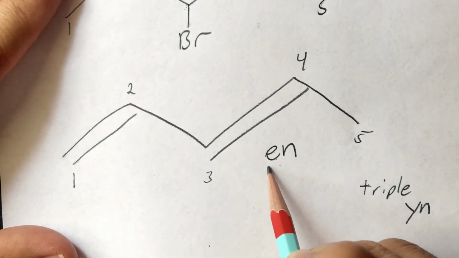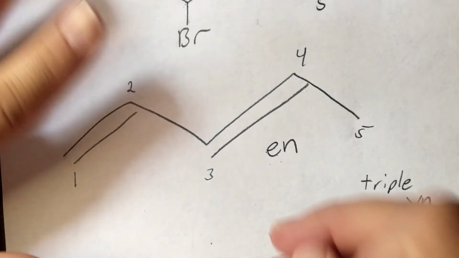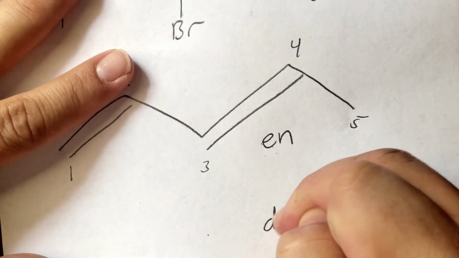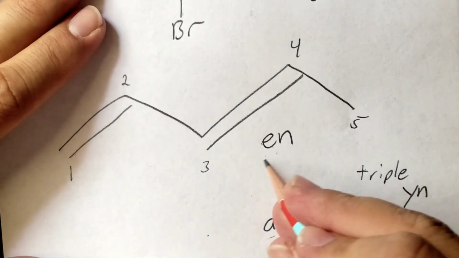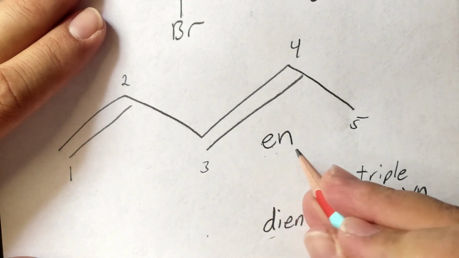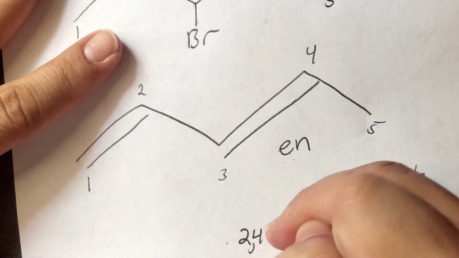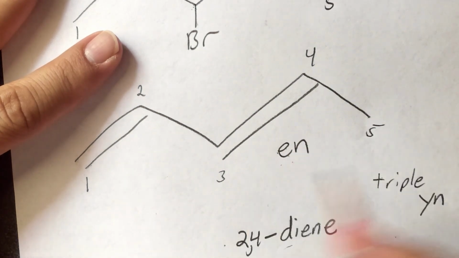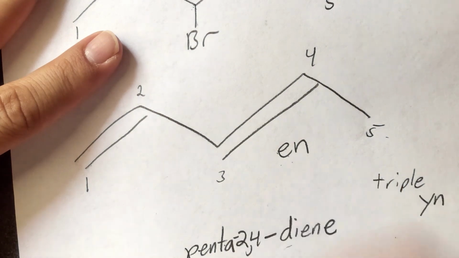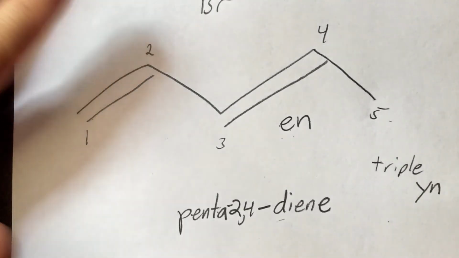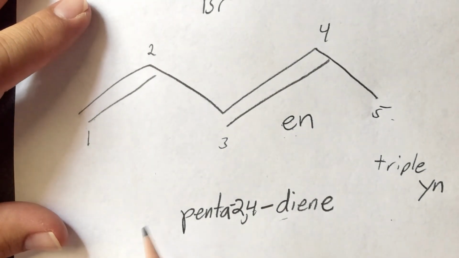Now, because there's 2 of these double bonds, we have to, once again, call it a diene. The di representing that there's 2 of these double bonds, 2 enes, and then we would put the locants in the name, and so this would be 2,4-diene, and then because it's 5 carbons, it would be penta-2,4-diene. Can the 2,4 locants come in front of the name?